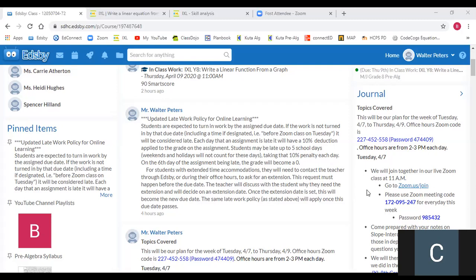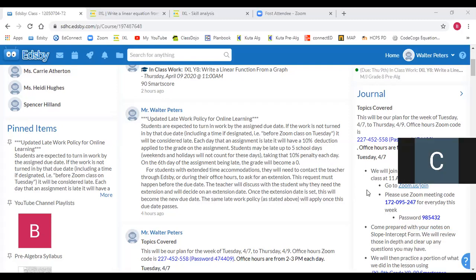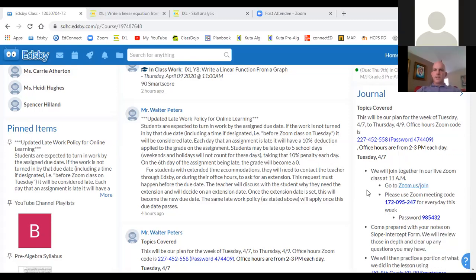All right. Any other questions regarding that policy? It's not terribly different than the policy I've had most of the year in terms of turning things in late with a 10% penalty. Okay.